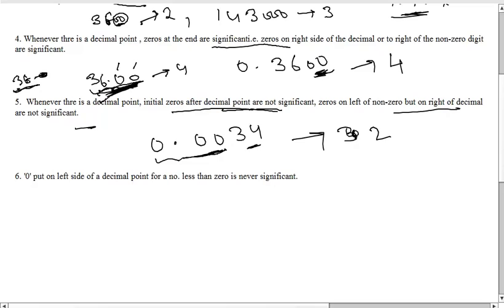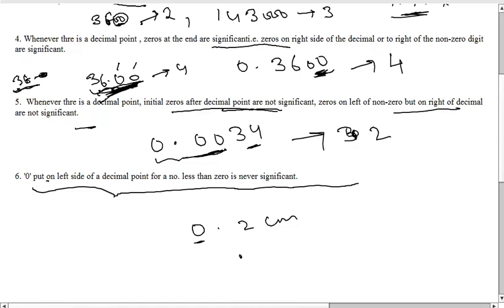Okay, then let's come to the sixth rule. A 0 put on the left hand side of a decimal point for a number less than 1 is never significant. Guys, this is just a convention. When you write a measurement, say 0.2 centimeter, this 0 is a convention. We can write it as .2 centimeter, but conventionally we write a 0 in front of it, right? So this 0 put on the left hand side of the decimal point will never be a significant digit. It will always remain non-significant. So in this case the significant figure is only 1.